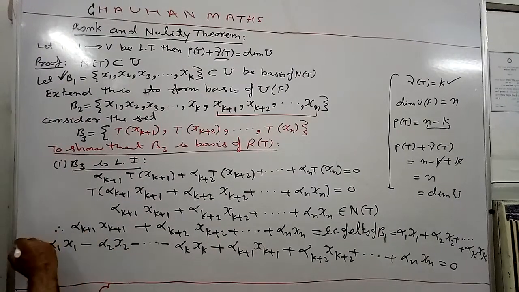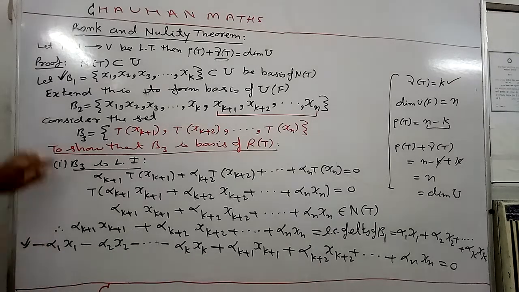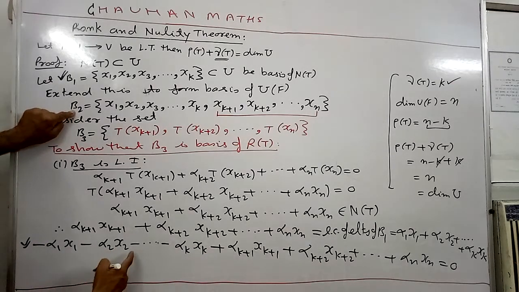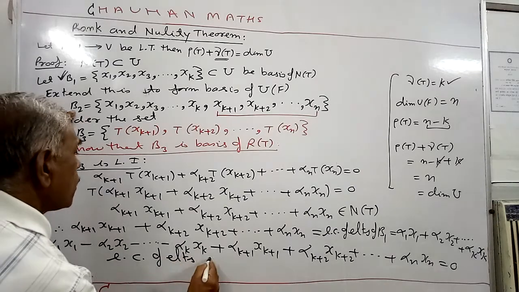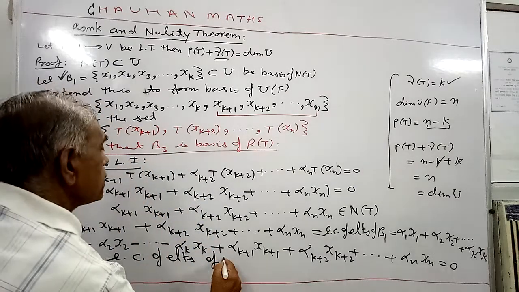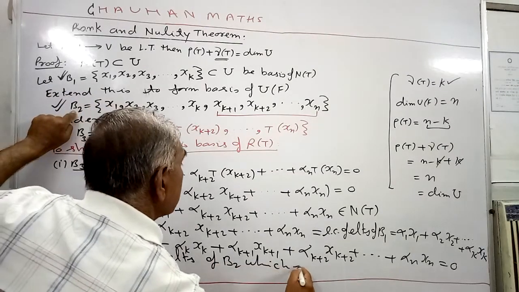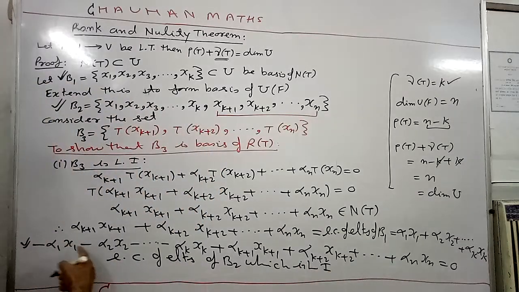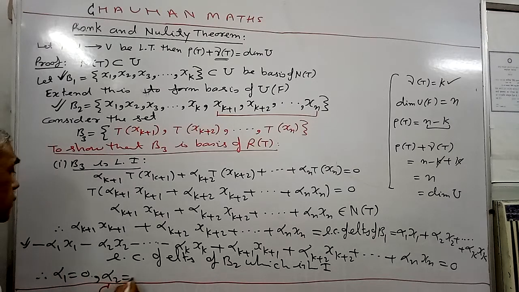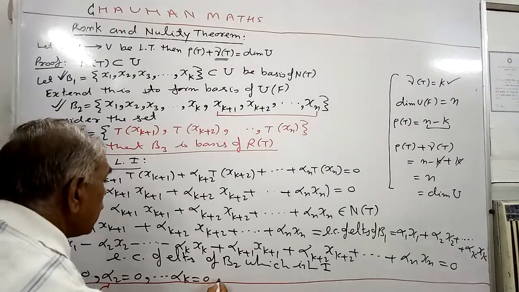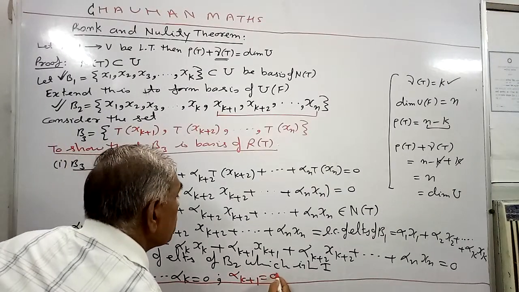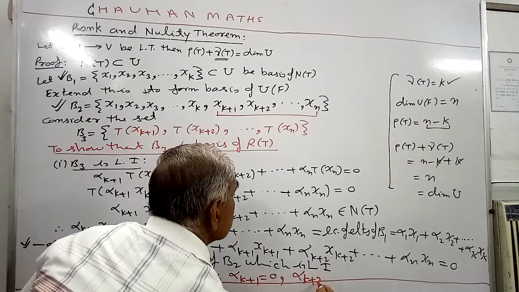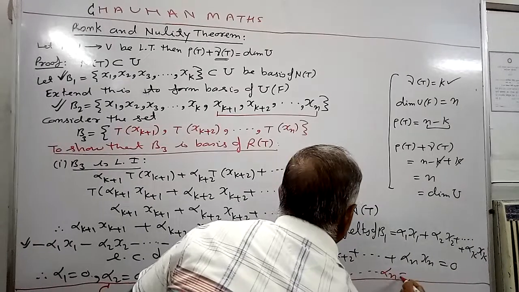Now you can see this is a linear combination of elements of B2. Observe that B2 is linearly independent, and therefore all the coefficients are zero. Therefore alpha 1 is 0, alpha 2 is 0, alpha k is 0, and significantly alpha k plus 1 is 0, alpha k plus 2 is 0, and continue, alpha n equal to 0.